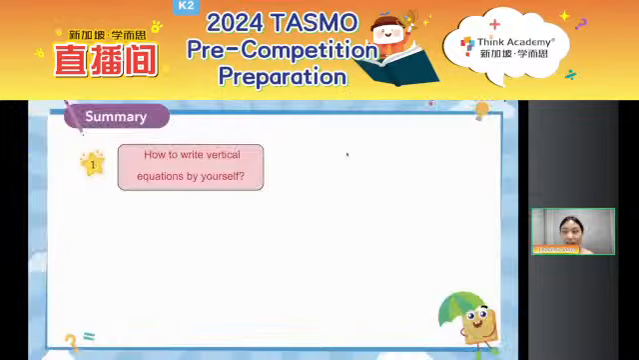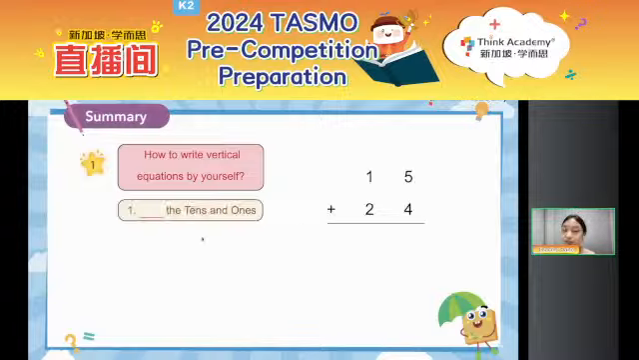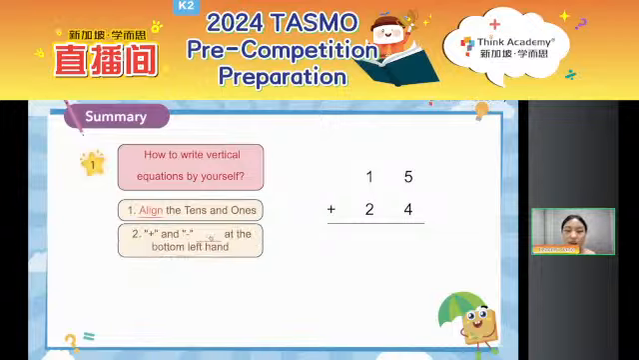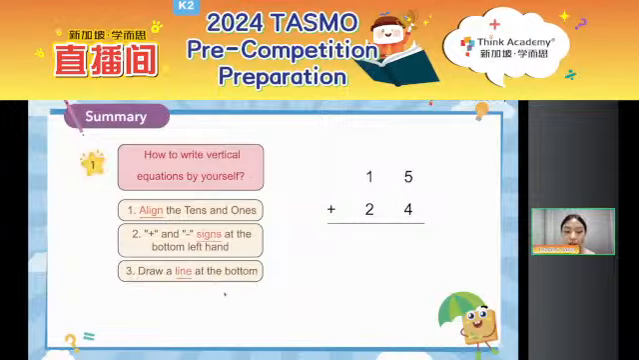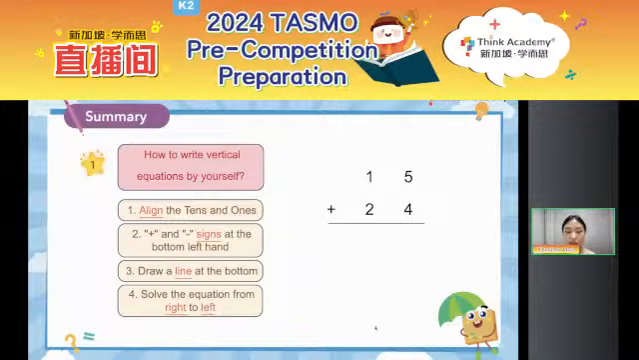That is, as for today's lesson, we learned about the vertical equations, right? The first step is to align the tens and the ones and write down the plus and minus signs at the bottom left hand. Then draw a line at the bottom. The fourth thing is to solve the equation from the right to the left. So line, sign, line, from the right to the left is quite easy to remember, right?